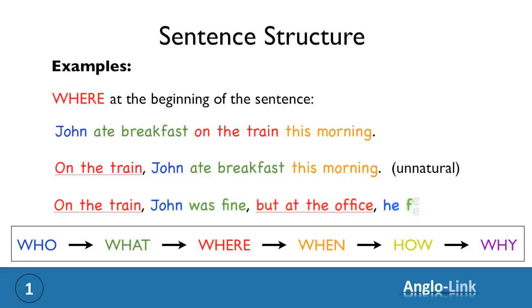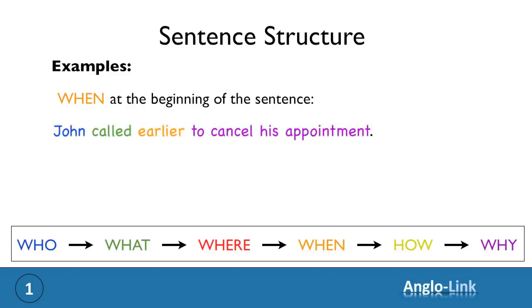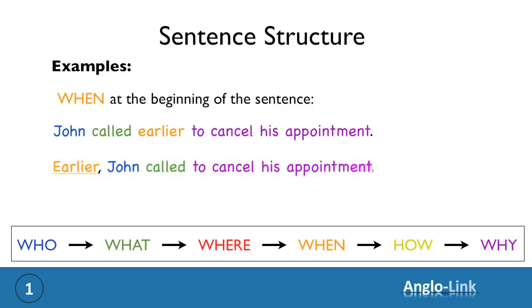On the train, John was fine, but at the office, he felt sick. Let's look at an example where we put when at the beginning of the sentence. We had a sentence earlier, John called earlier to cancel his appointment. Let's put the element when, that's earlier, at the start. Earlier, John called to cancel his appointment. Again, as there is no particular reason to stress when, it sounds unnatural.